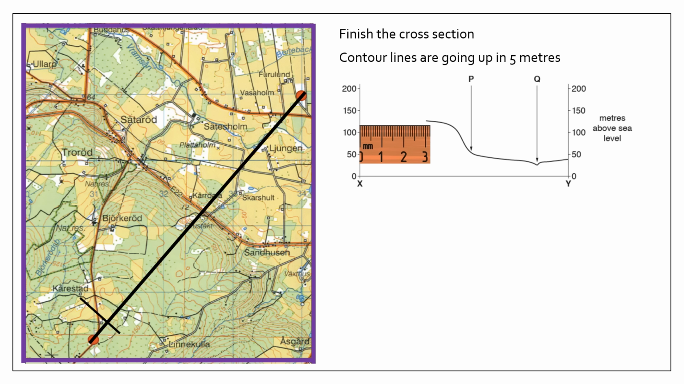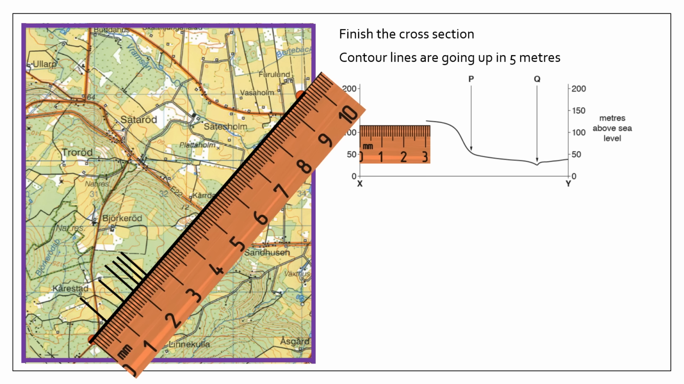And then if I go along my line, so if naught's at the bottom left, every time my black line crosses a contour line, I'm going to mark that on. So it goes here, here, and again, all the way along until I get to 3 centimeters, because the next 3 centimeters is that point there. So what I'm going to do is work out the height.